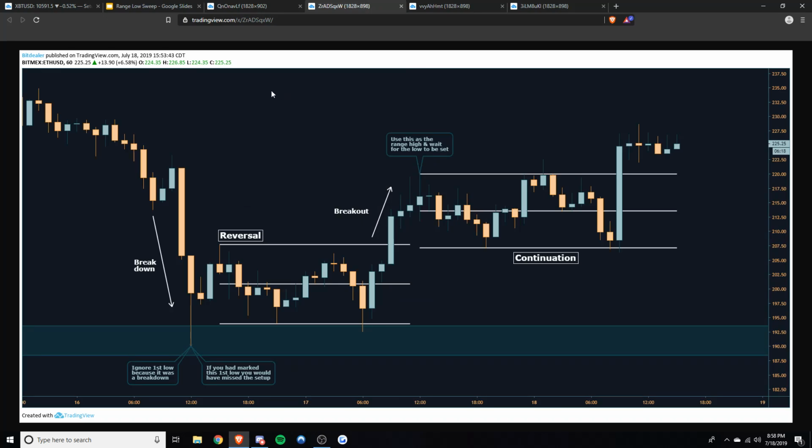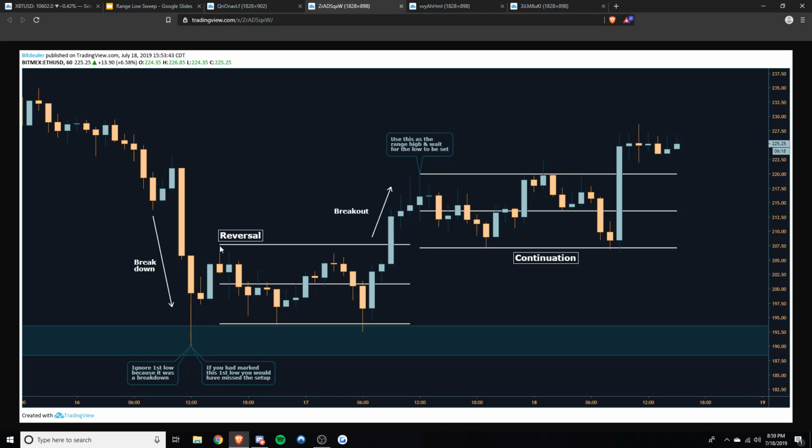So this is a chart I marked up on Ethereum earlier. It's a textbook example of both of these reversal and continuation range low sweep patterns. So here we have high time frame demand. I think this is a daily demand zone, this blue zone down here. By the way, this is on the H1. So we have a breakdown, right? Supply zone sent price lower. So we have a breakdown, impulse move to the downside. You ignore the first low because it was a breakdown. Hopefully you remember that, because I try to stress it and mention it 1,000 times so it can get stuck in your head. So ignore that first low.